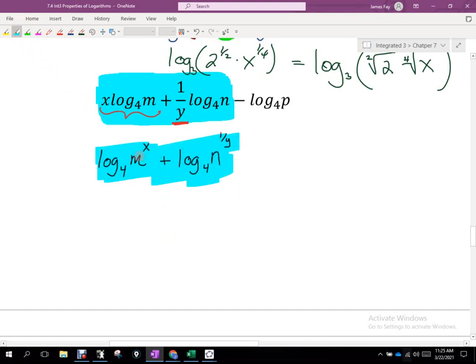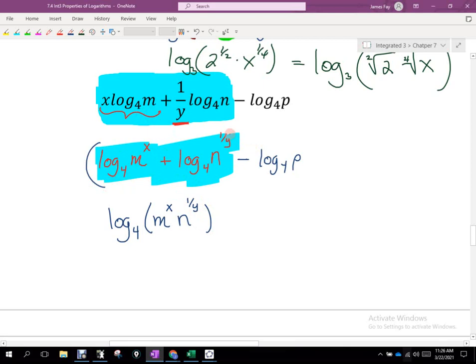I'm going to bring this down just so it stays here. What are you going to do with what I've got highlighted here in blue? Combine through what operation? Good. So it's going to be log base 4 of mx, or m to the x, n to the 1 over y, right? Okay. So you've merged those left to right. You dealt with that addition, right? It became one thing. Now it's minus log base 4 of p.